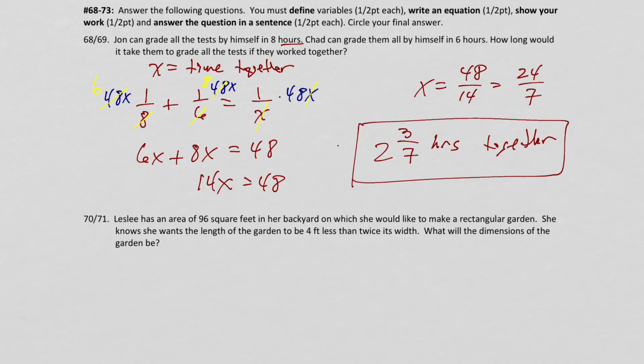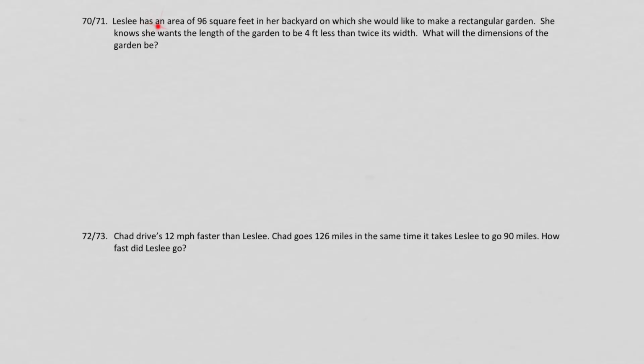Oops, I meant 3 3/7. Because this goes into this 3 times. So this times this is 21 plus 3 is 24. So 3 3/7 hours.